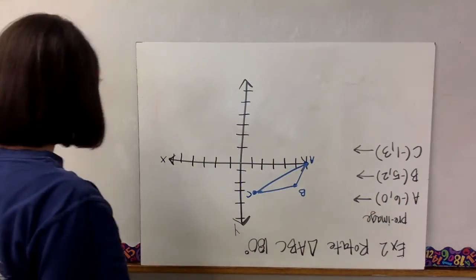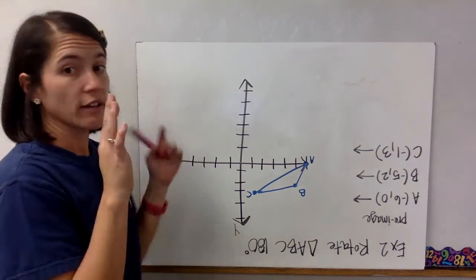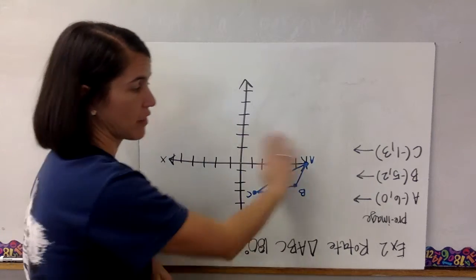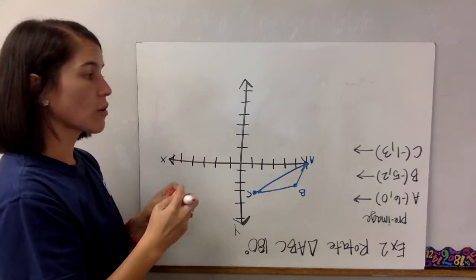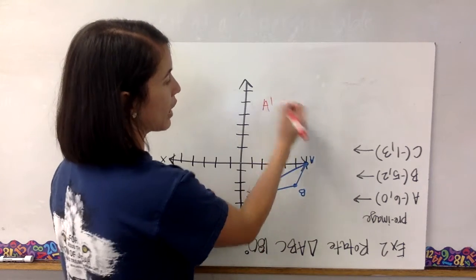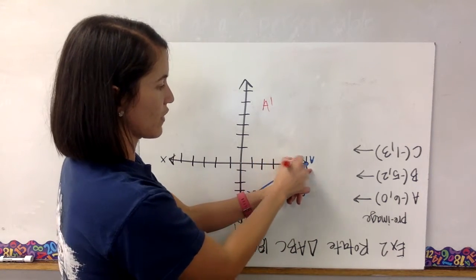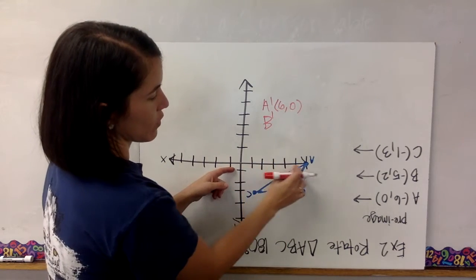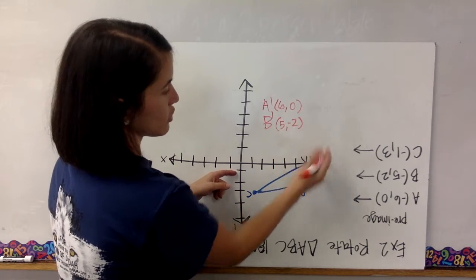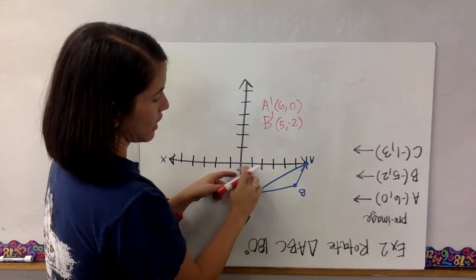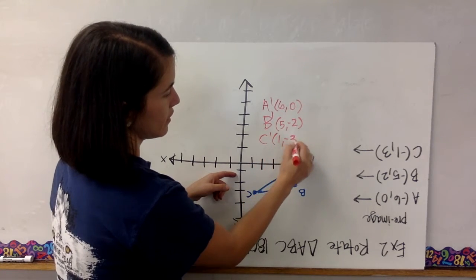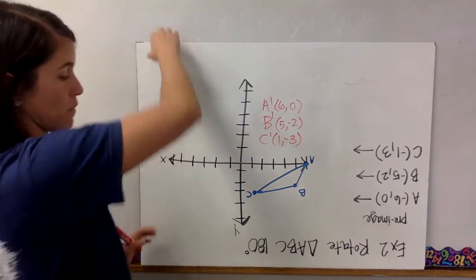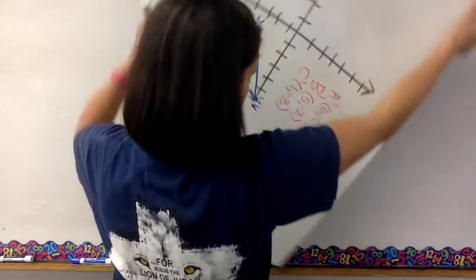And again, you are going to keep the shape where it is, and just imagine this is your X, and this is your Y, and now these are positive and these are negative. So I'm going to get my points. A prime is 1, 2, 3, 4, 5, 6, 0. B prime is 1, 2, 3, 4, 5, negative 2, because now we're going down 2. And C prime is 1, negative 3, because we went over 1 and down 3. Those are my new coordinates for the image.